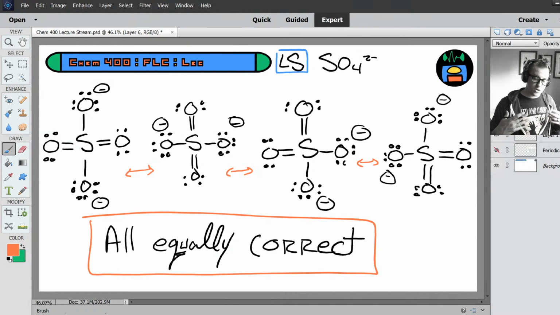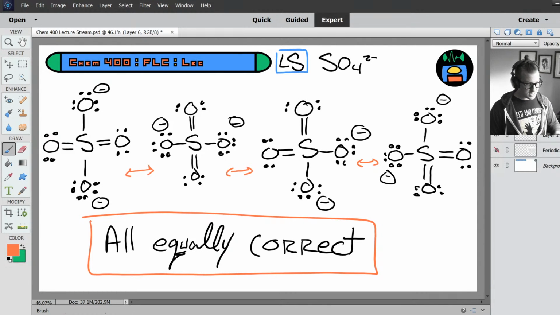These are what we call equivalent resonance structures because they all have formal charges minimized. They all have the negative formal charges on the most electronegative elements, and they all meet the octet rule. So if you drew any one of these, it'd be perfectly correct.